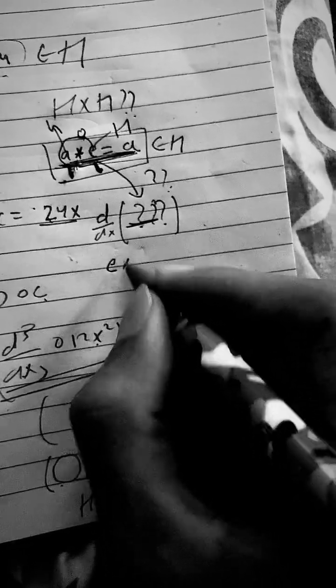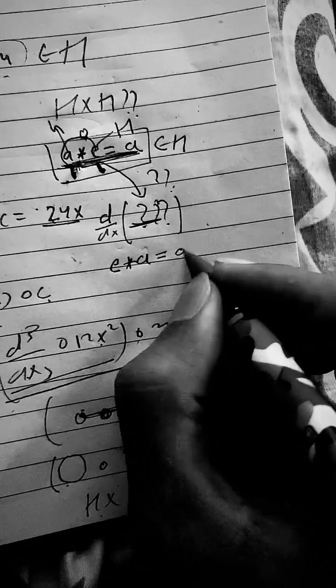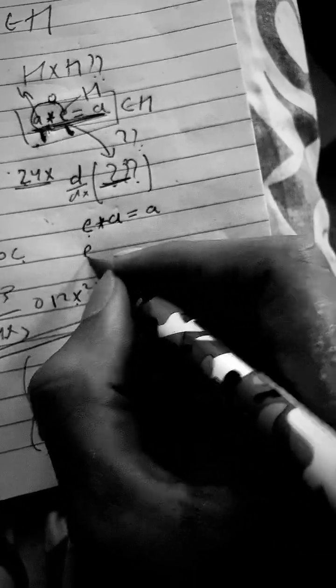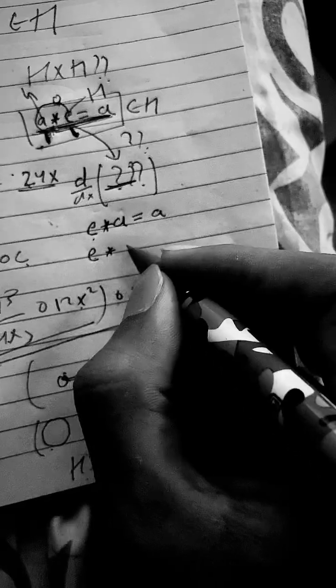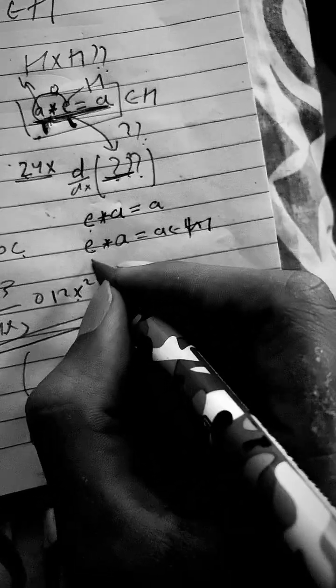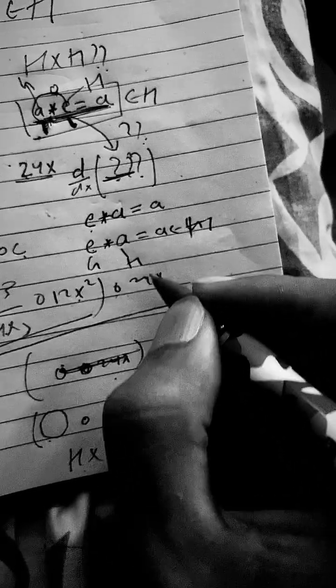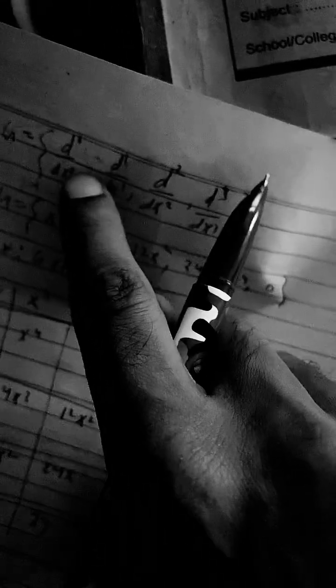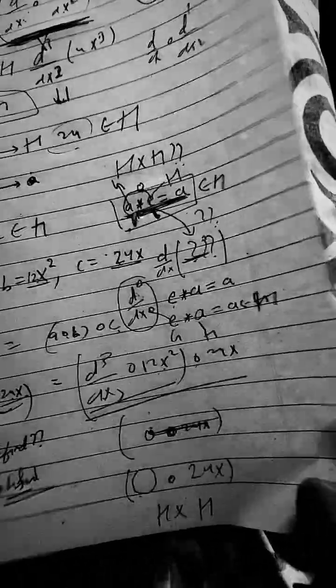We could say this E star A is equal to A. This is defined. Why? Because now what is the element E with respect to A that gives A that is in set H? This A is coming from G, this is coming from H, right? And we can do it because E is d naught by dx naught, that is in our set. We can see here d naught by dx naught. So this is defined.